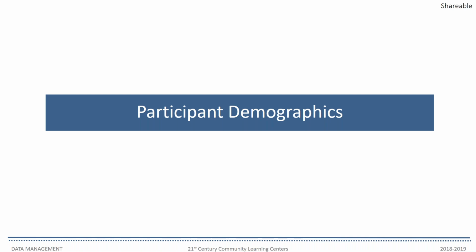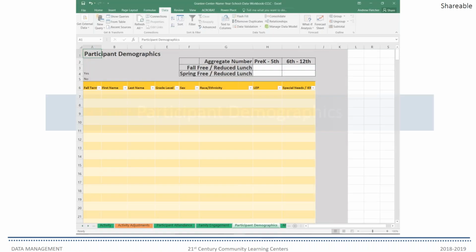The demographics collected are sex, race, ethnicity, limited English proficiency, and special needs. We also collect lunch numbers, which are collected in aggregate and broken out by pre-K through 5th grade and 6th through 12th grade.